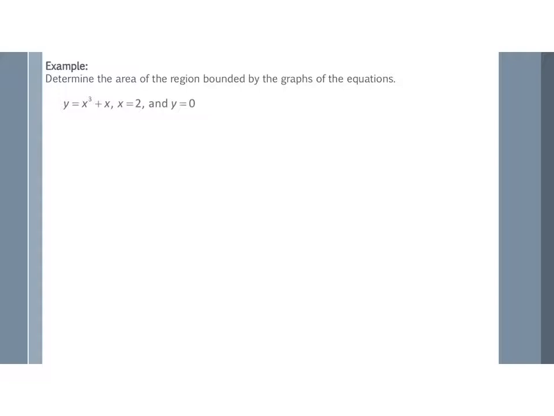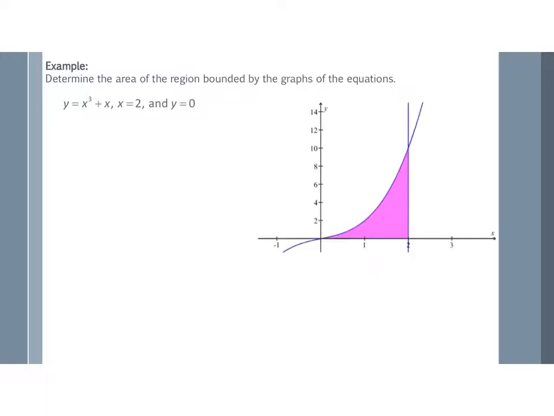So let's take a look at that graph. x cubed plus x is a cubic, and x equals 2 is a vertical line, and y equals 0 is our x-axis. So if we graph that, and it's perfectly acceptable to use a graphing utility like Desmos or your graphing calculator to obtain the graphs here. We're not testing your graphing capabilities. We're testing your calculus capabilities in this instance. So let's take a look at the graph.